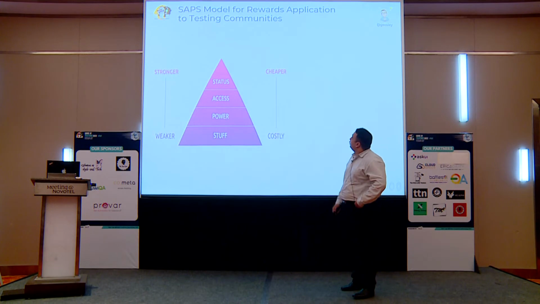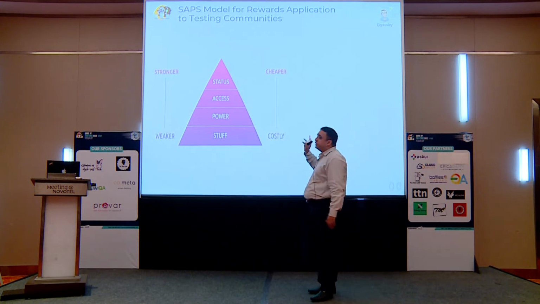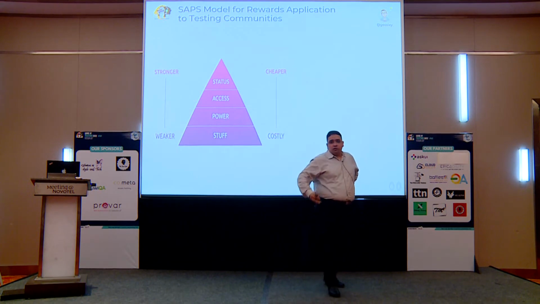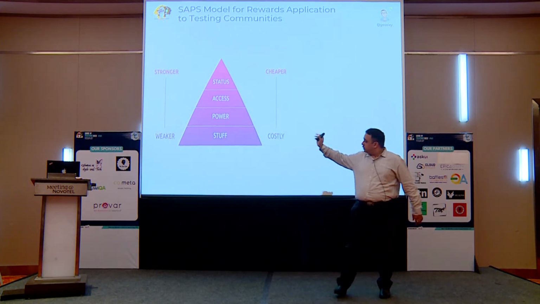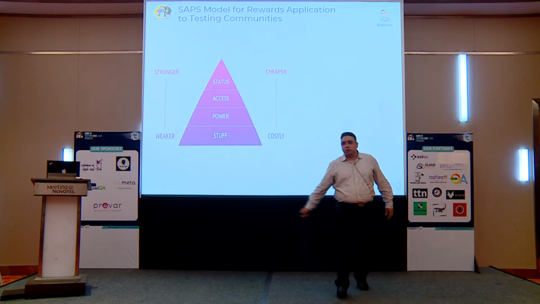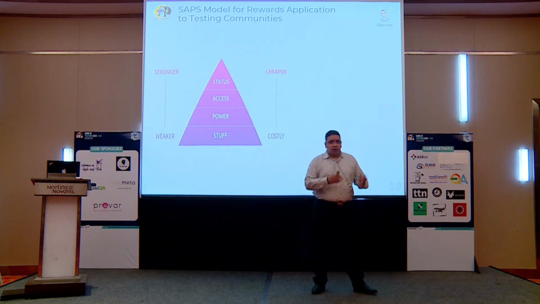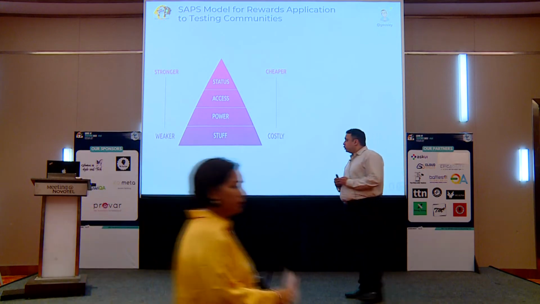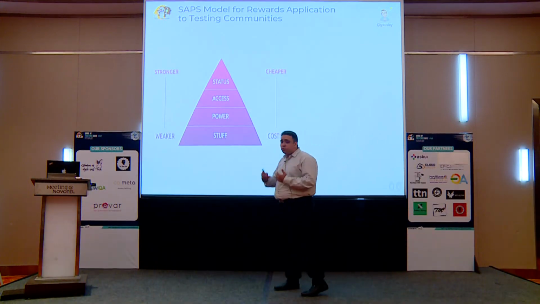Now, how can you apply rewards, right? This is a very good model here, which is the SAPS model. We have a lot of testing communities today. We have Test Chat who's sponsoring this event. We have the Test Tribe, and a lot of other good communities out there, like Ministry of Testing. So what models do they apply?